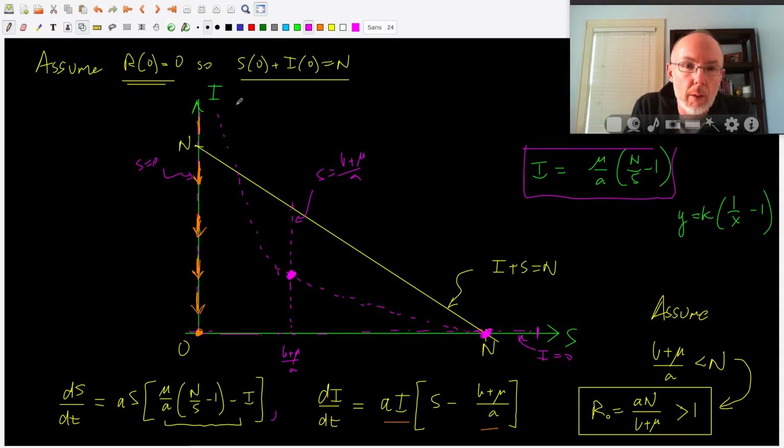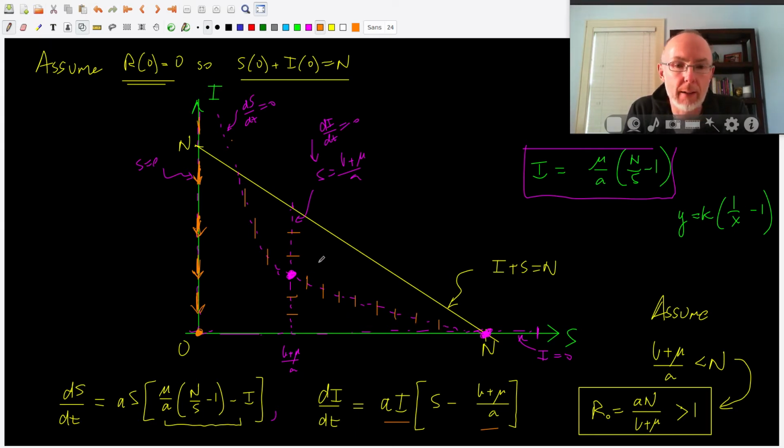So the point of all of this is along this complicated line, ds dt is equal to 0. Along this line, where S is equal to B plus mu over A, di dt is equal to 0. Right? And so we can work out what's going on here. So when you're on this line, I is not changing, so we're moving directly left or directly right. So we look something like that with our trajectories. When I'm on this curve, S is not changing, so I'm moving straight up or straight down. The S value is not changing, right? I'm moving straight up and straight down in the I direction. So there's how my trajectories are going to behave.